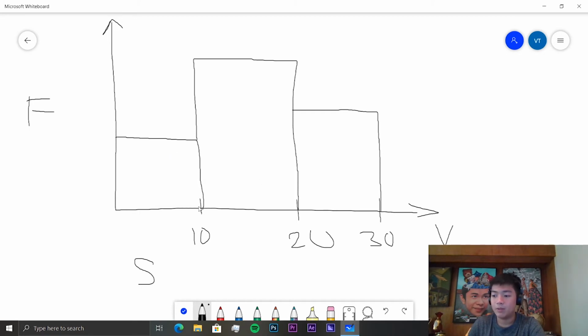So the class width is the difference between the maximum and minimum values of each interval. Here we have a class width of 10 each time. The maximum difference between two values in the same class is 10. And yeah, that's pretty much it.